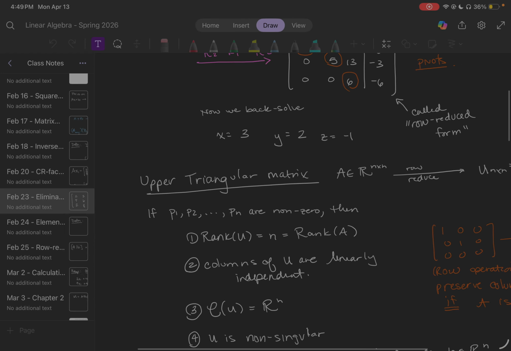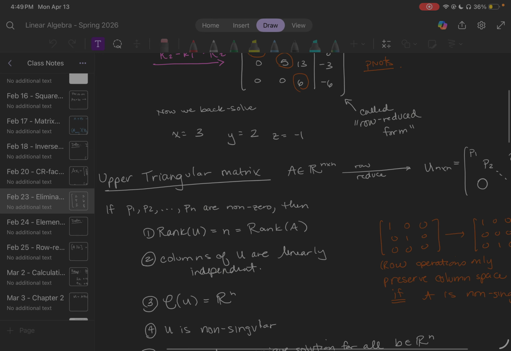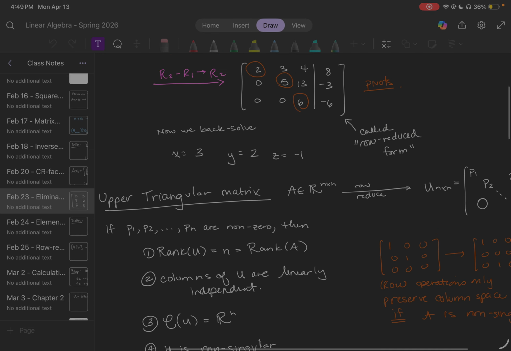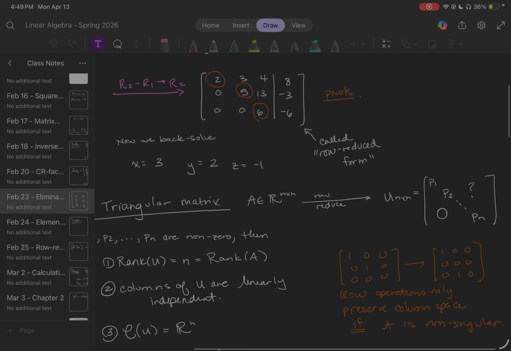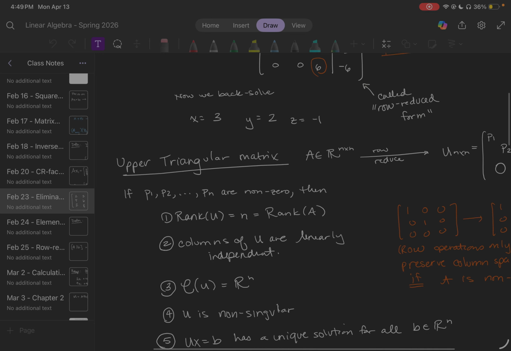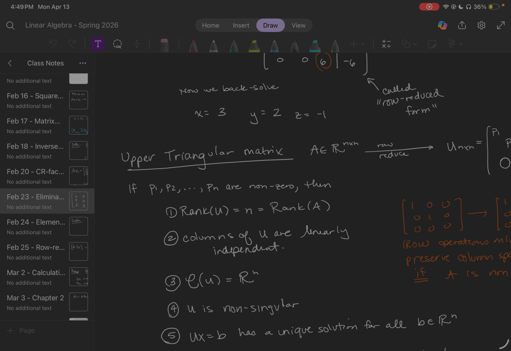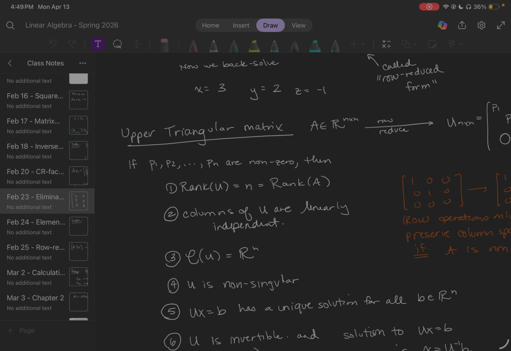So an upper triangular matrix comes from a matrix A in the space R n by n. After we row reduce, we get U, which has zeros on the bottom and the upper triangle being all pivots. If p1, p2, up to pn are non-zero, then the rank of U is equal to n, which is equal to the rank of A.